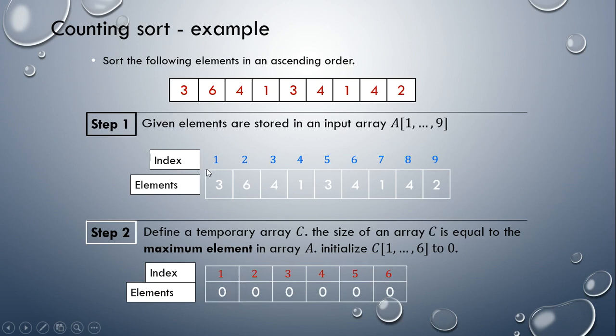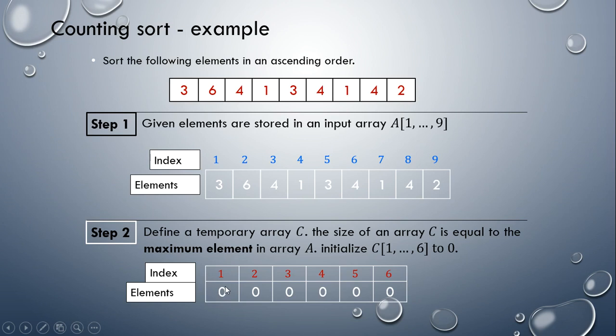Here is how the counts are incremented. We scan the original array. The first element is 3, so the count of 3 is incremented by 1. The next element is 6, so 6 is incremented by 1. Next is 4, so 4 is incremented by 1. Next is 1, so 1 is incremented by 1. Next is 3, which is already present, so it becomes 2. Now 4 also becomes 2.